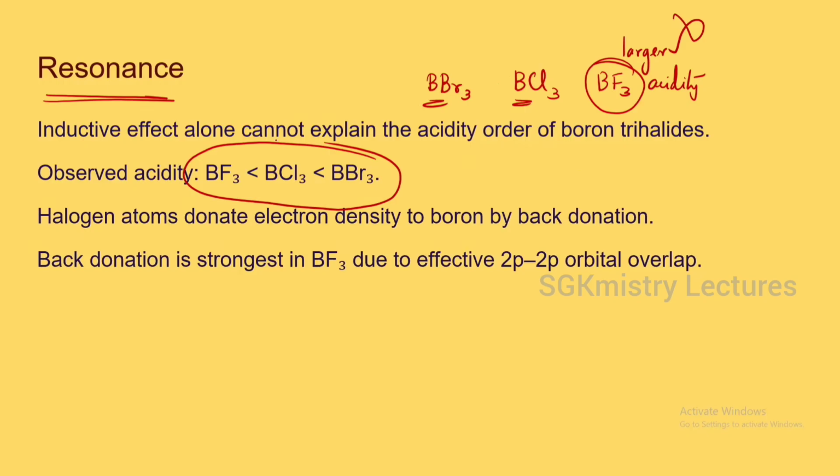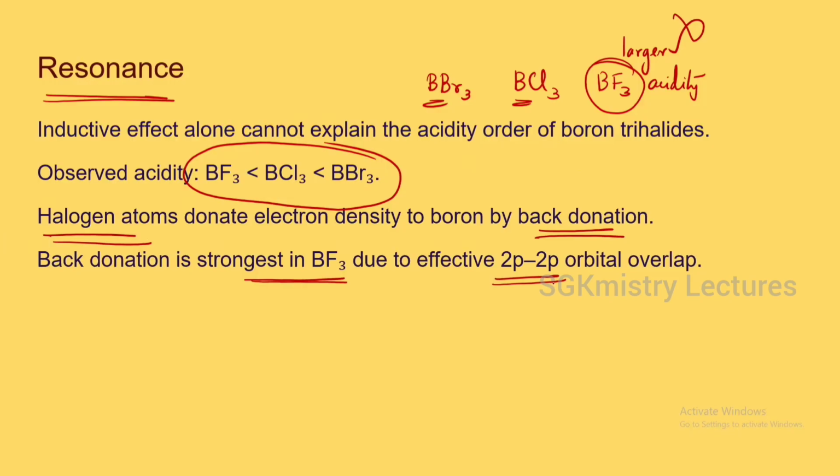So it is very clear that based on only the inductive effect, we cannot explain the acidic strength of these boron halides. So how can we explain this? We can explain this in terms of resonance. Mainly in case of these boron halides, first of all, we should remember that the halogen atoms have a tendency to contribute electron density towards the boron atom. This is called back donation. Back donation is the strongest in BF3 because for fluorine and boron, in both cases, it is the 2p orbital overlap which results in the back donation.